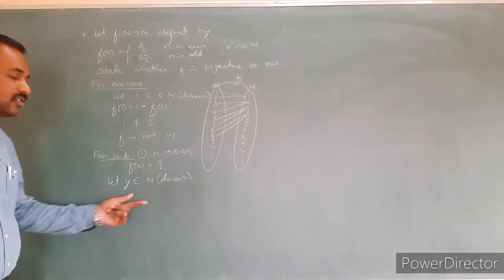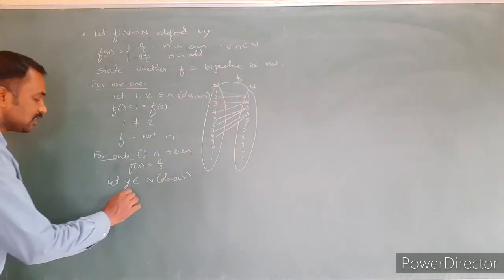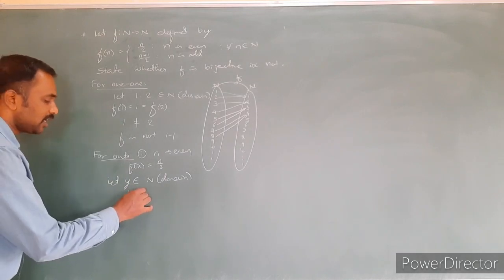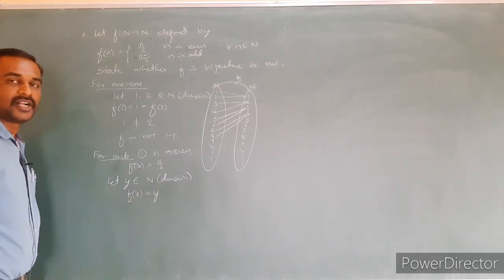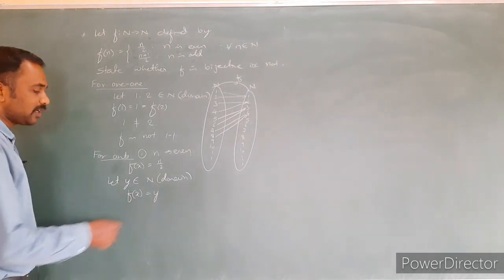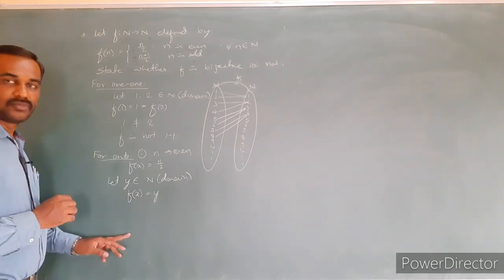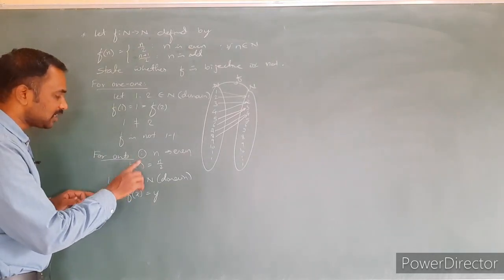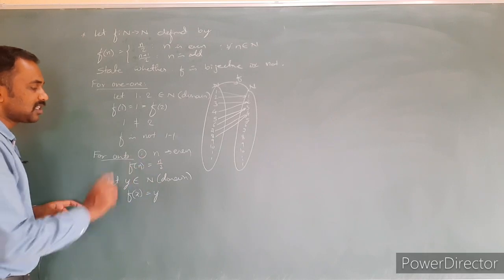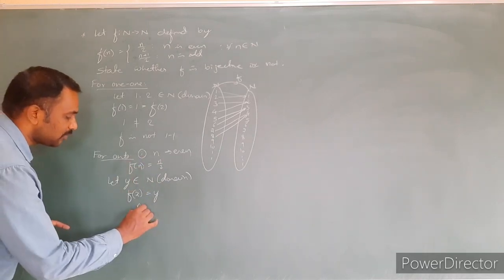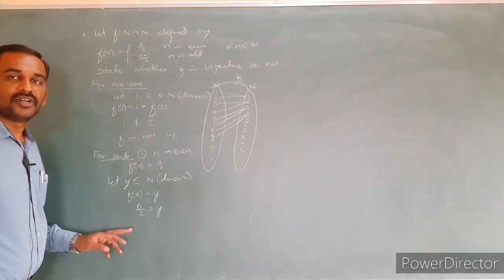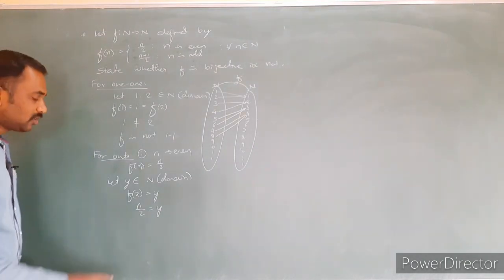Let any element y belong to the codomain set N. So we can say that f of x is equal to y. We have to get this now: f of x is equal to y. Replace the f of x. Here f of n is nothing but n by 2, so n by 2 is equal to y.